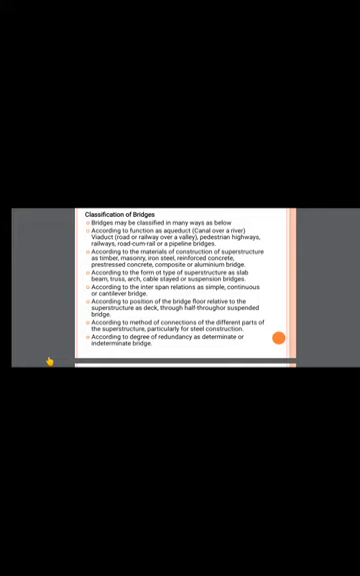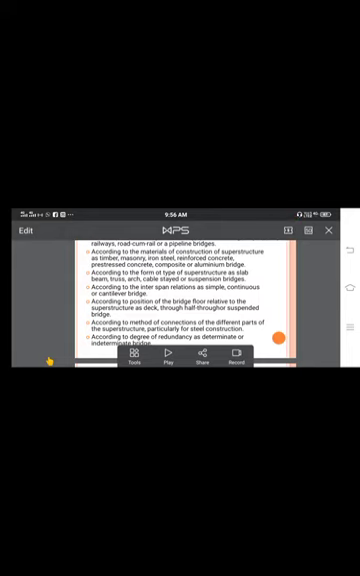Now according to the form or type of the superstructure: slab, beam, truss, arch, cable stayed, suspension bridges. This form we have studied earlier. What are the different forms of bridges we have studied? We have studied beam type bridge, truss type, arch type, cable stayed, suspension bridges.